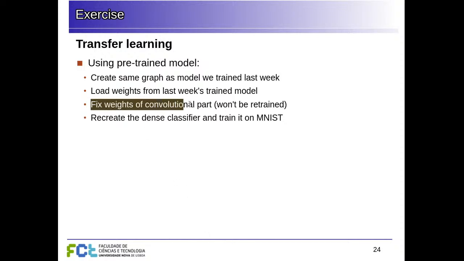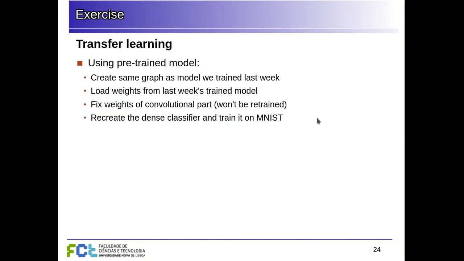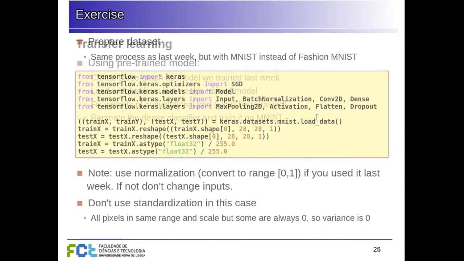We're going to freeze all the weights of the convolutional part. We're not going to retrain these. These are going to be fixed, and we're going to create only the dense layers for the classifier and just train those on NIST. So basically, we are going to use the convolutional layers for feature extraction that were already trained on fashion NIST. They will extract the same features on NIST, and we're going to retrain the dense layers in order to classify the digits using these features that were already used for the clothes drawings.